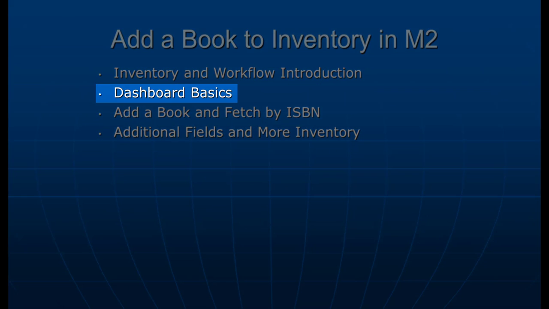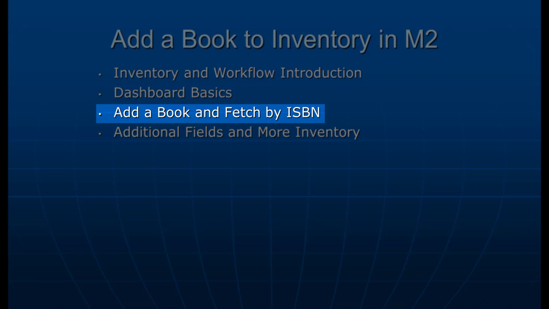First, we'll take a brief look at the dashboard and the functions you can access from it. Next, I'll demonstrate how to add a book to inventory and use the Fetch by ISBN function to fill in many of the inventory fields automatically. Adding a book to inventory kicks off the process that results in selling a book through the Amazon FBA program or a book stashed away in your own storage space.